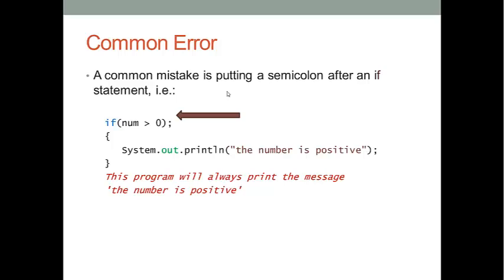If you accidentally did put the semicolon in there, it would not be a syntax error, it would be a logic error. The program will always print the message, the number is positive. The program actually goes ahead and says if num is greater than 0, great, no problem, good. But then it goes to the next line and goes ahead and prints out the number is positive every time.